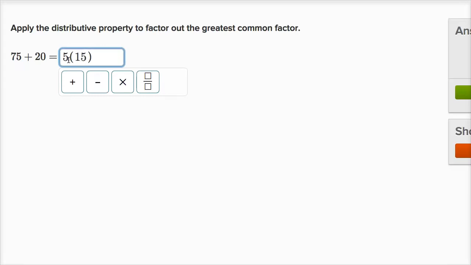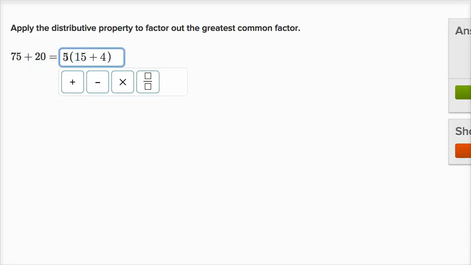Yeah, because 5 times 10 is 50. 5 times 5 is 25. Yeah, so it's 15. And I got that 15 by dividing 75 by 5. So 15 plus, and then 20 divided by 5 would be 4. 15 plus 4. And let's see, did I do this right? 15 and 4 don't have any factors in common.